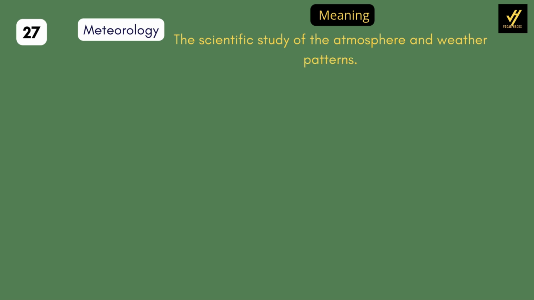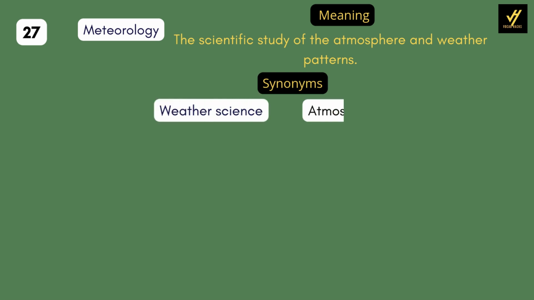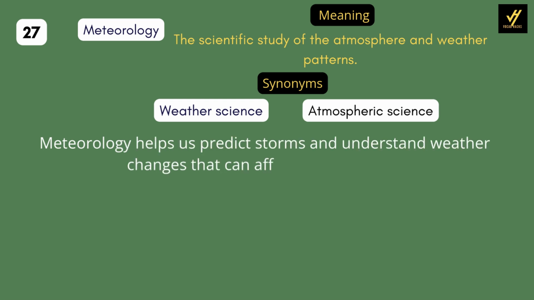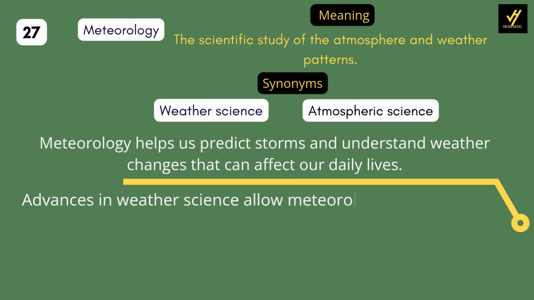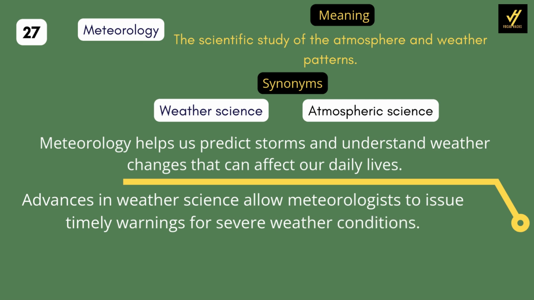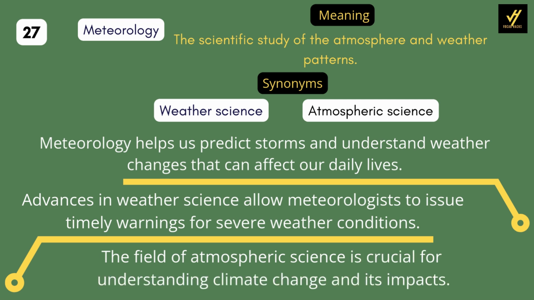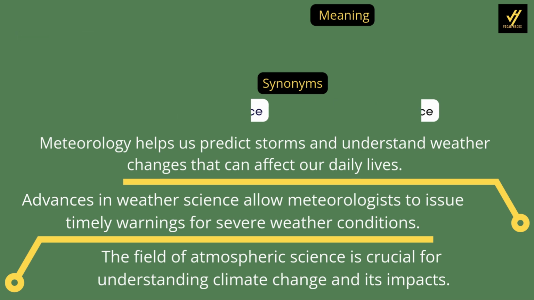Meteorology, the scientific study of the atmosphere and weather patterns. Weather science, atmospheric science, meteorology helps us predict storms and understand weather changes that can affect our daily lives. Advances in weather science allow meteorologists to issue timely warnings for severe weather conditions. The field of atmospheric science is crucial for understanding climate change and its impacts.